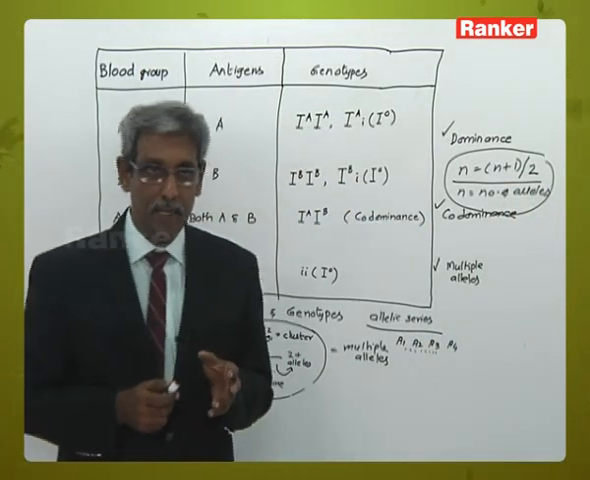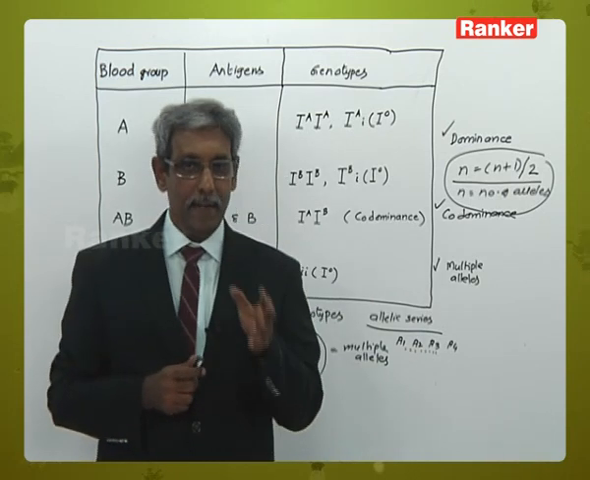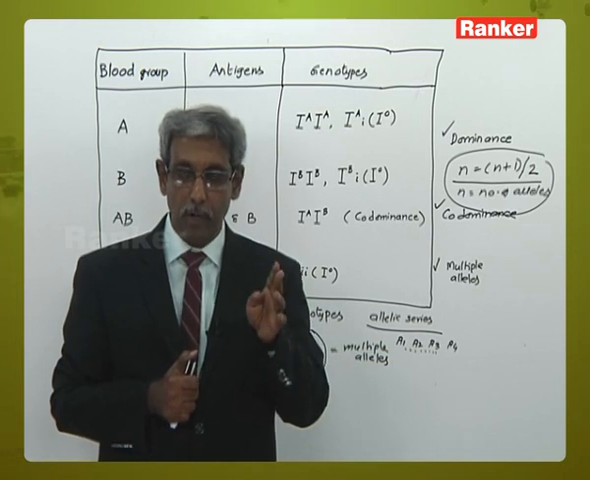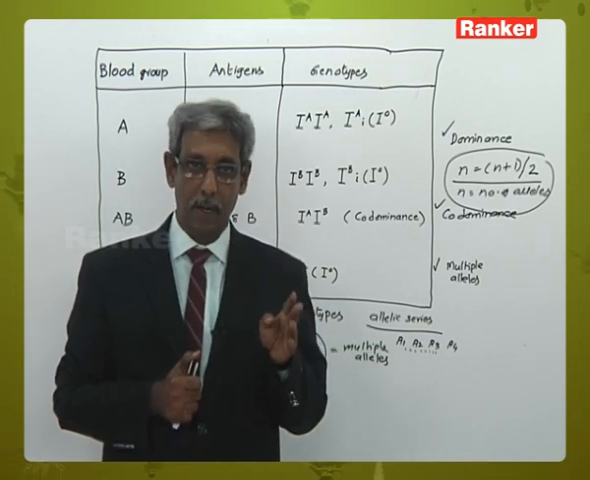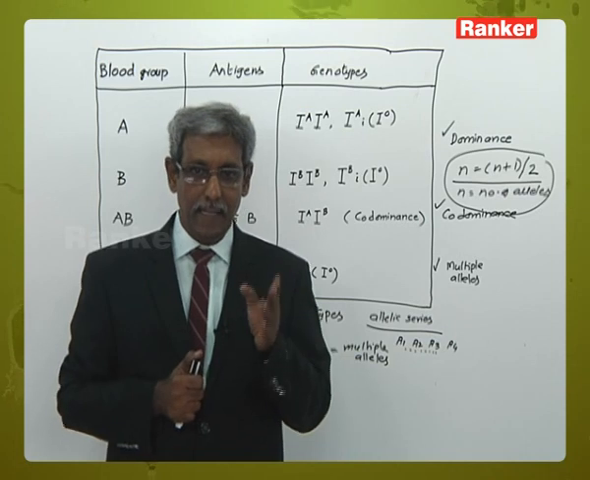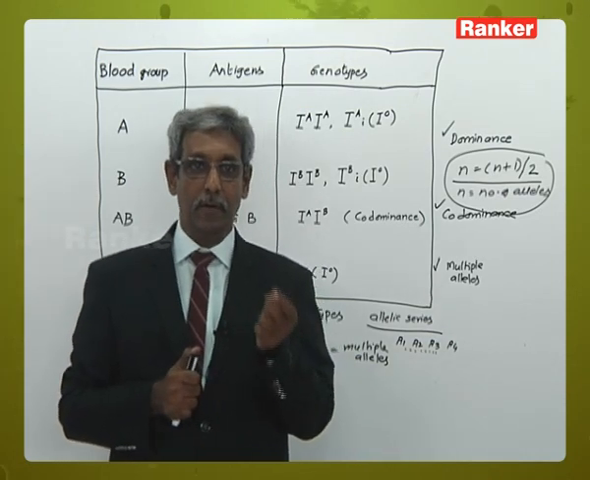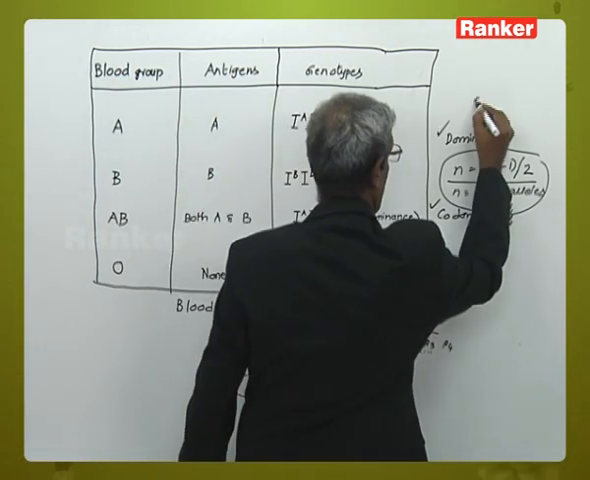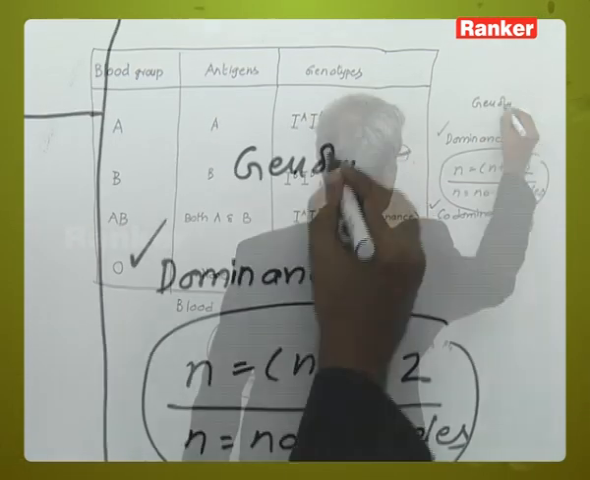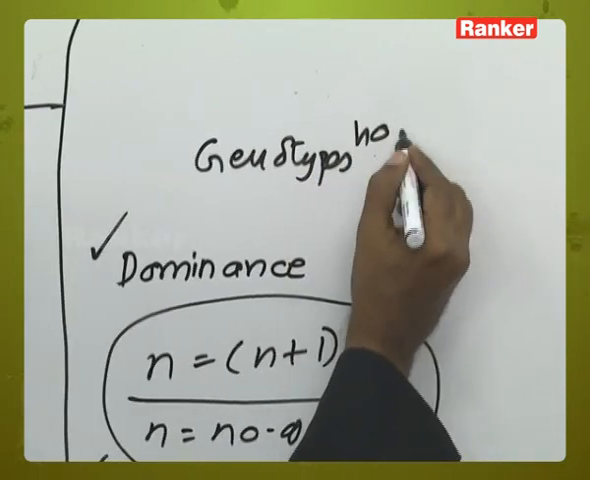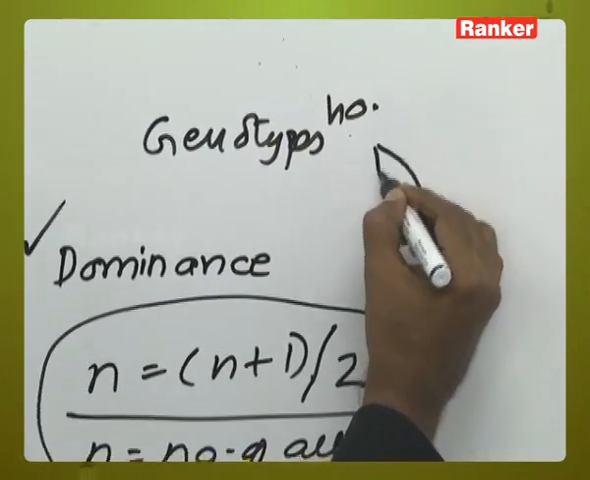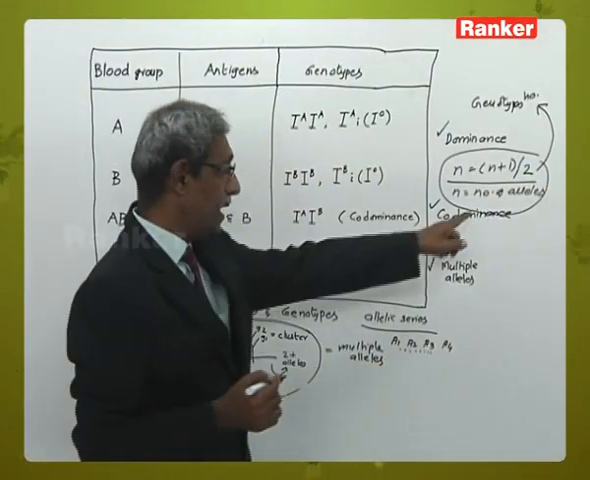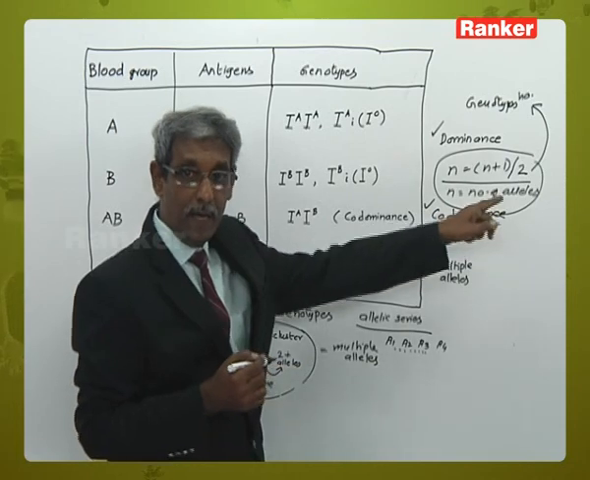Many times in a problem, they'll say the number of alleles at a particular locus could be 4 or 5 or 6 or 8, and immediately they'll ask exactly how many types of genotypes are possible. The number of genotypes possible can be derived from the formula N = n(n + 1)/2, where n is the number of alleles.